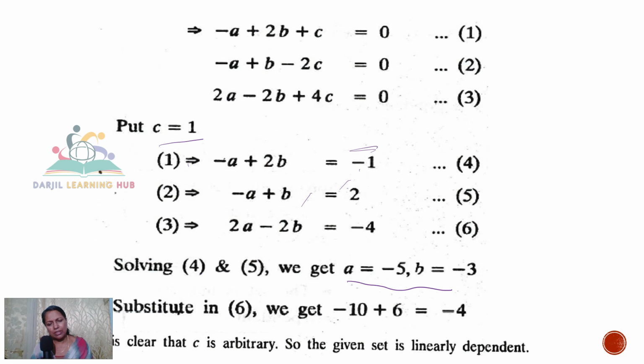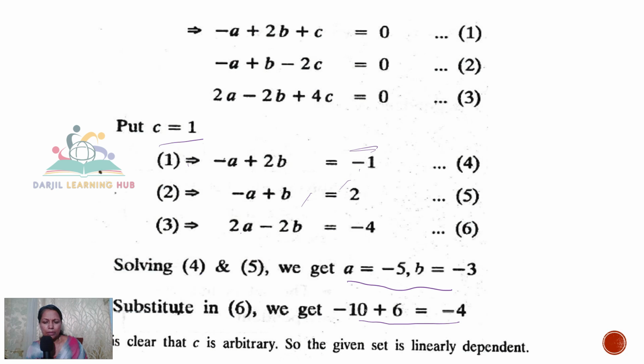So we can substitute these values in any one of the equations. 2 into A, what is A? Minus 5. So it is minus 10, minus 2 into B, which is minus 3, it is plus 6. So it is minus 4. Putting A as minus 5 and B as minus 3, the answer is minus 4. Yes, it is satisfied. So our values were correct. A, B, C are correct values only.